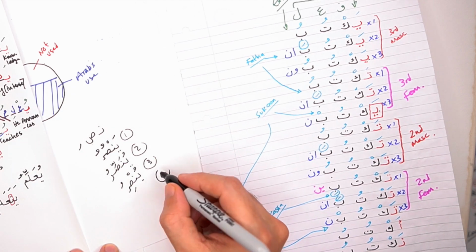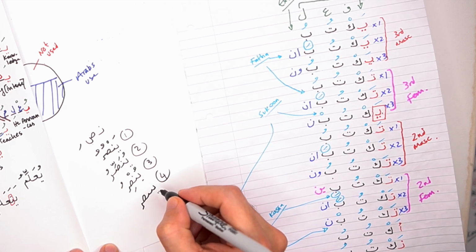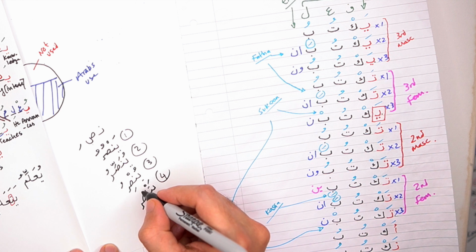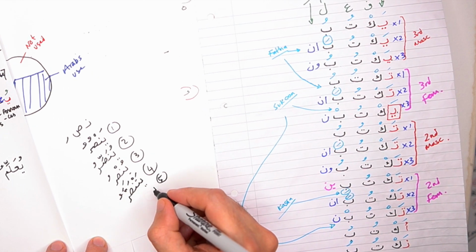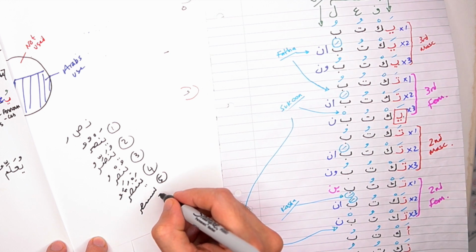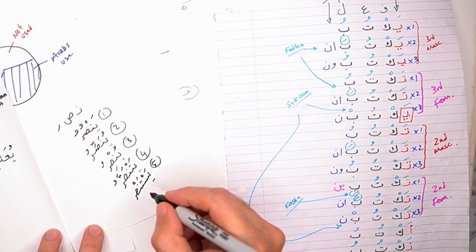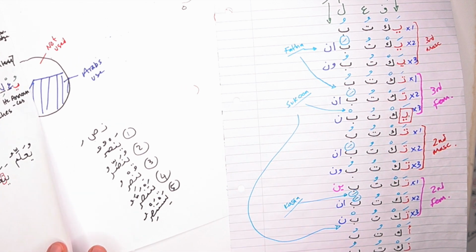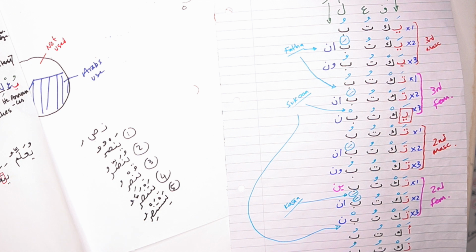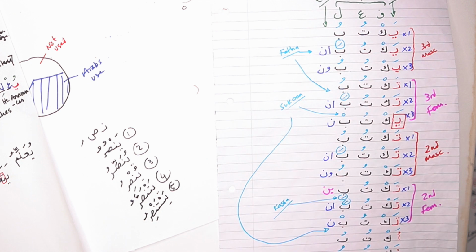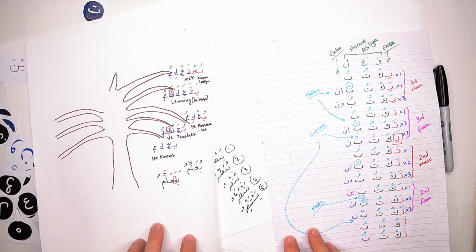Number 4 is Yata Nasaru, and number 5 is Yastansiru, right? So you've got 5 now to make for next lesson. What I would suggest is try to make these, and this way you are going to start to understand this much better, I guarantee you.